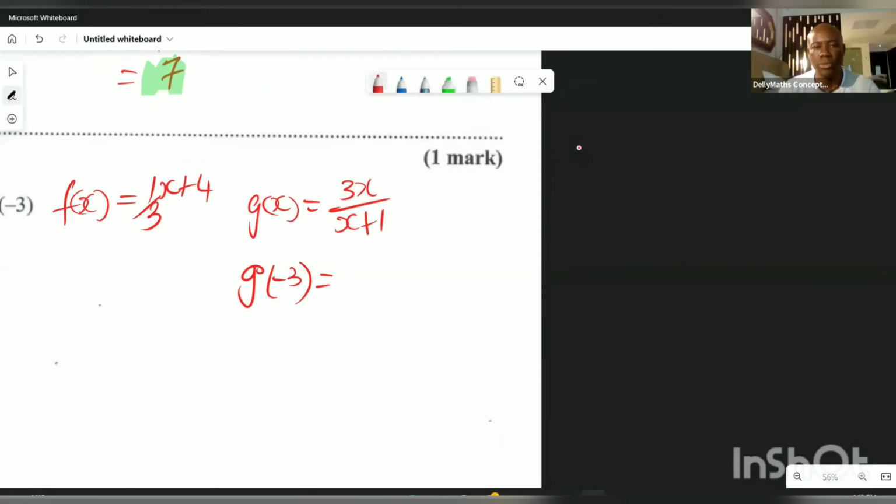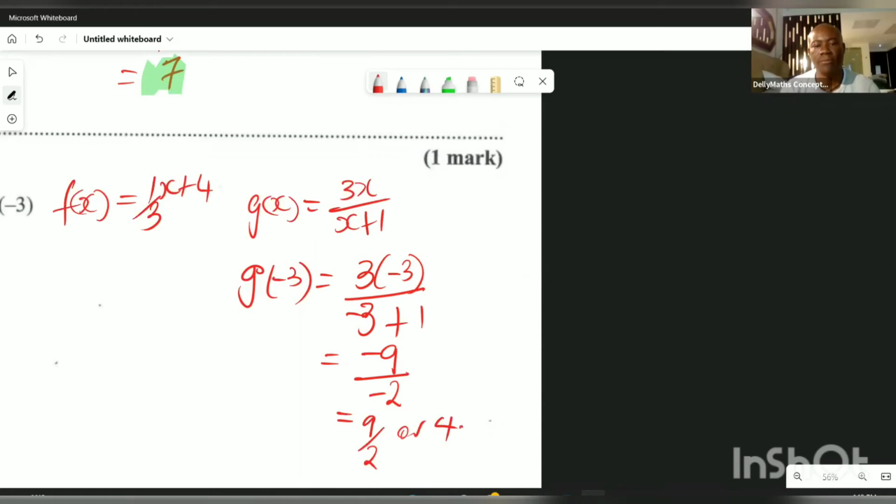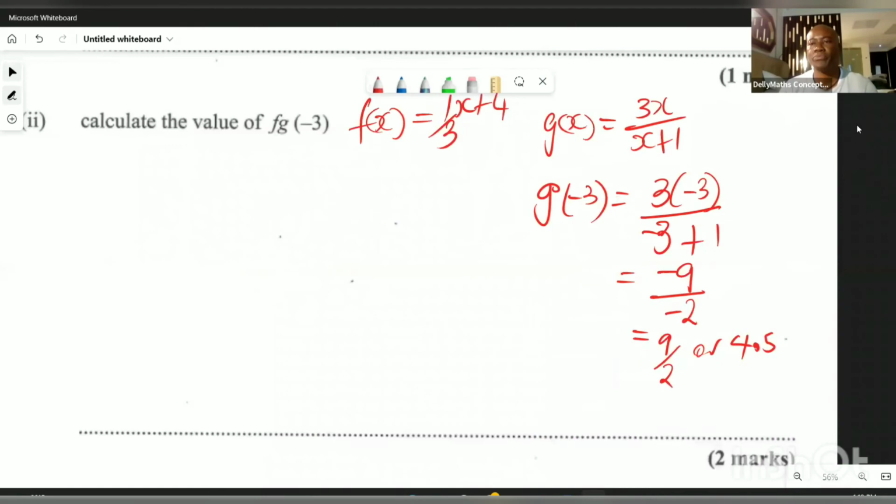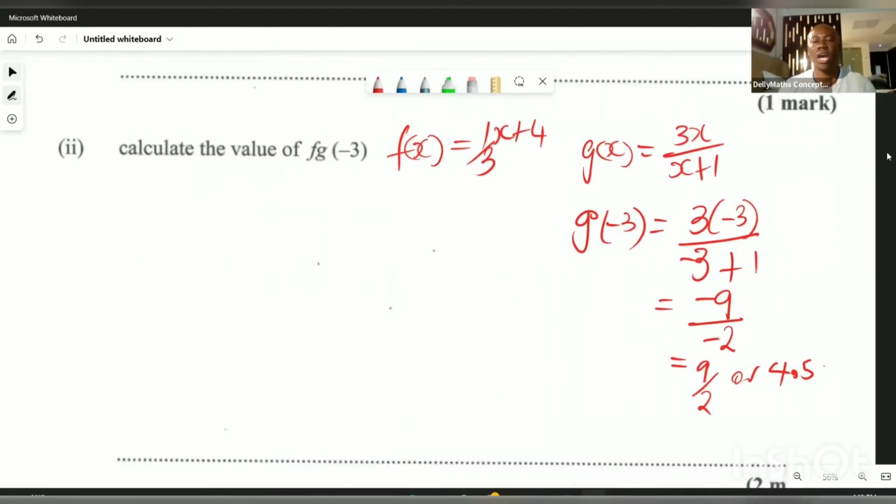is simply equal to 3 times -3 over -3 plus 1. 3 times -3 will give us -9. -3 plus 1 is going to give us -2. So we're actually looking at 9 over 2, or 4.5. So there it is that we have found g of -3 to be 9 over 2.